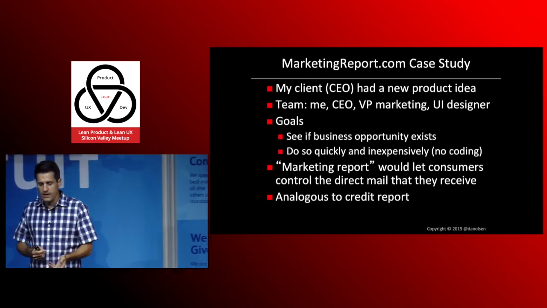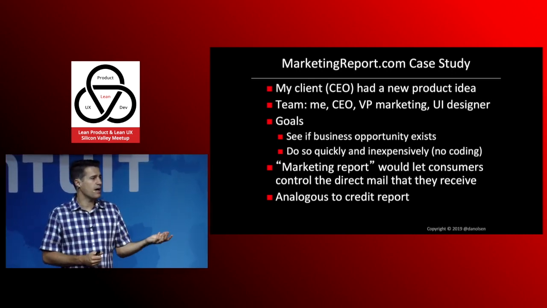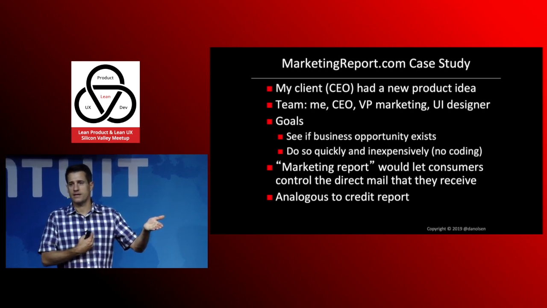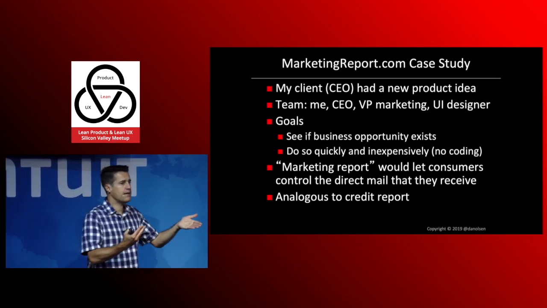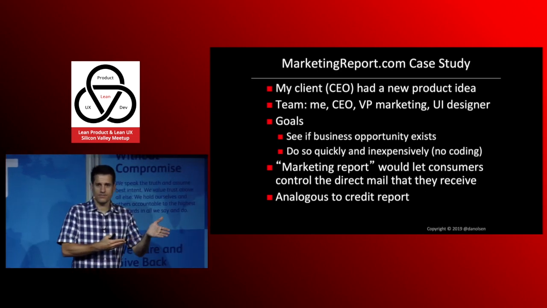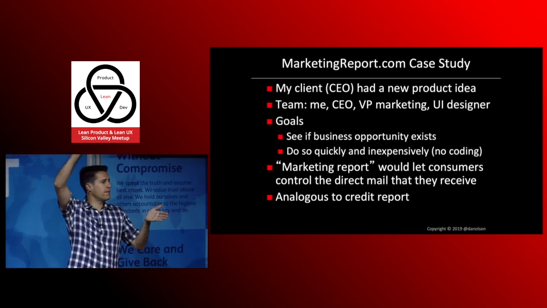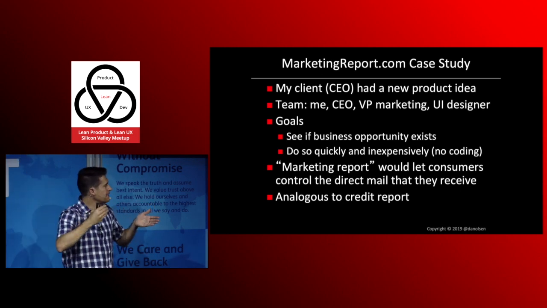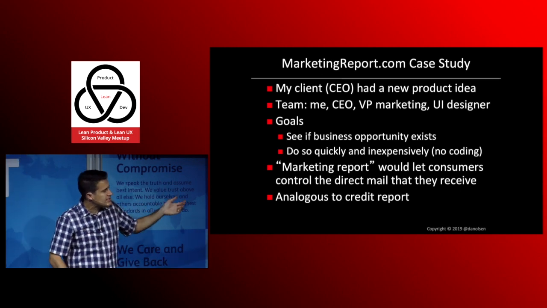Say after this talk, I go back to my house and I go to my mailbox and I grab my mail and there's a coupon for cat litter addressed to me, Dan Olsen. Why did I get that coupon for cat litter? Well, it's because there's some marketing database in the cloud that thinks Dan Olsen has a cat. That's why, right? And the idea was analogous to a credit report.